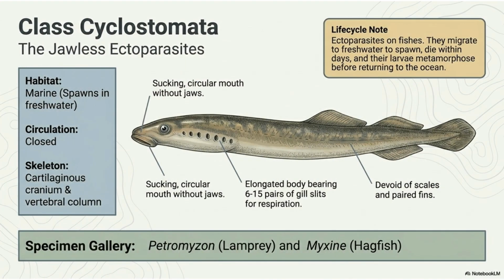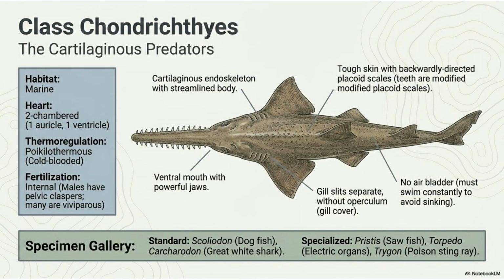Class Cyclostomata includes the jawless ectoparasites, like Petromyzon, lamprey, and Myxine, hagfish. They are marine but spawn in fresh water, have a closed circulatory system, and a cartilaginous endoskeleton. They lack scales and paired fins, but have 6 to 15 pairs of gill slits. Now we move on to gnathostomes.